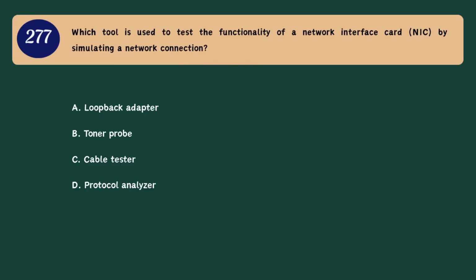Question 277. Which tool is used to test the functionality of a network interface card by simulating a network connection? A. Loopback adapter. B. Toner probe. C. Cable tester. D. Protocol analyzer.